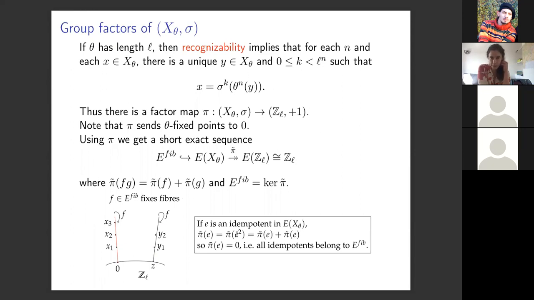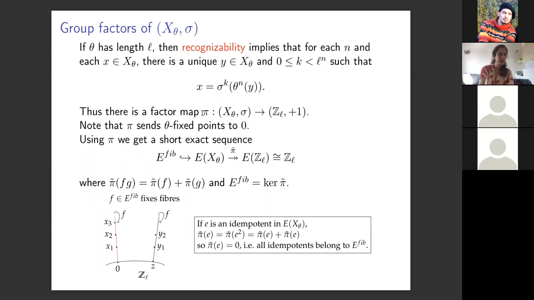So what this means is if you give me a point x in my substitution shift, I can uniquely desubstitute, okay, with any power of theta. So in particular, if you give me a natural number N, I can find a unique y in X_theta, and I can find a shift k between 0 and L to the N, such that I can write x as the kth shift of theta to the N of y. So I can do this for every N, and what this means is I can actually define a factor map from my substitution shift into the L-adic integers.